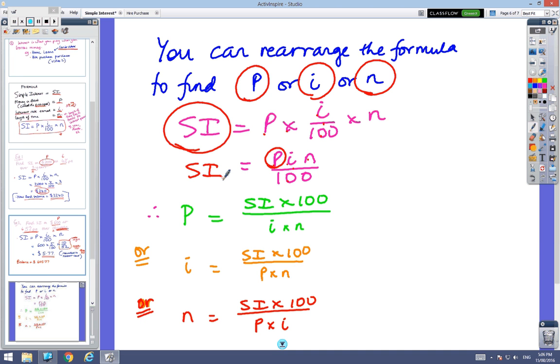So what we have to do is deconstruct. The first thing we do is multiply by 100, and then we divide by I times N, and it's better that you put that in brackets when you do the calculation. If I want I to be out the front, I multiply by 100, and then divide by P and N, again in brackets. And if I want N out the front, I multiply by 100, and then put P and I on the bottom. Any of those questions could be asked where you have to rearrange the formula. So copy those down, and then you'll just be using them. If you're looking for the principal, the interest, or the number of periods, just use those formulas.